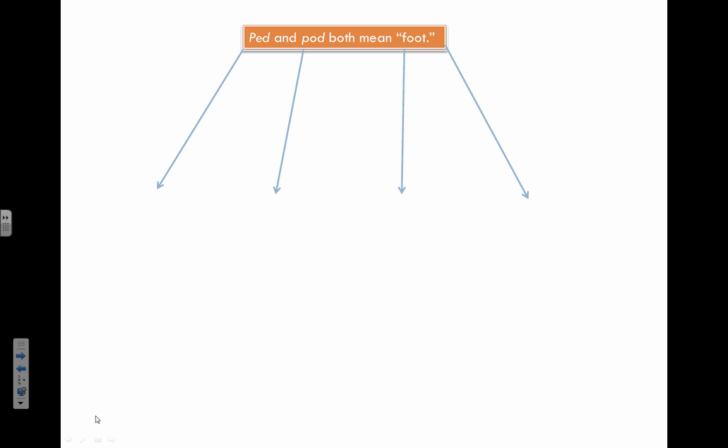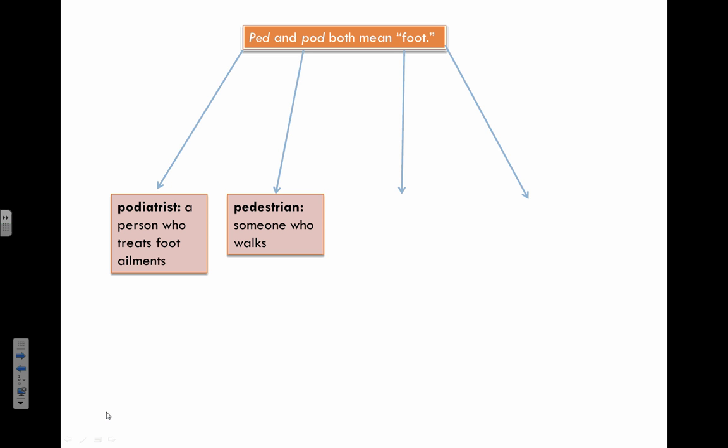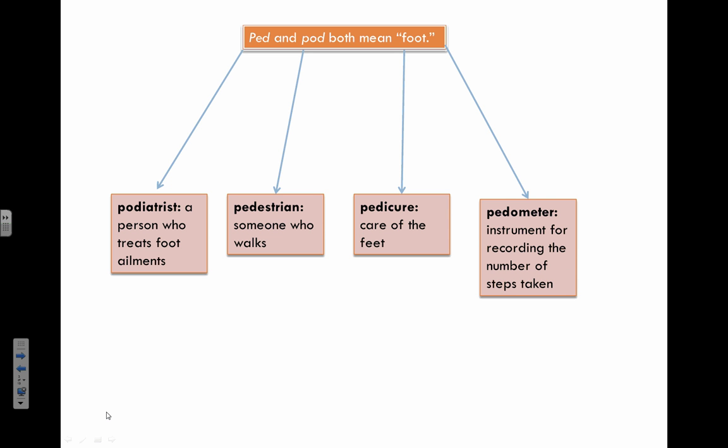Here's an example. The roots ped and pod both mean foot. So you see this root in several different places that are related to feet. For example, a podiatrist is a person who deals with feet. If you get an ingrown toenail or you have something funky going on with your feet, you're going to go see a podiatrist. A pedestrian, that's somebody who walks. Again, you see the ped root here. Pedicure, nice and relaxing, taking care of your feet. And pedometer, something that measures the number of steps that you take. Of course, when you step, you use your feet. So all of these use the roots.